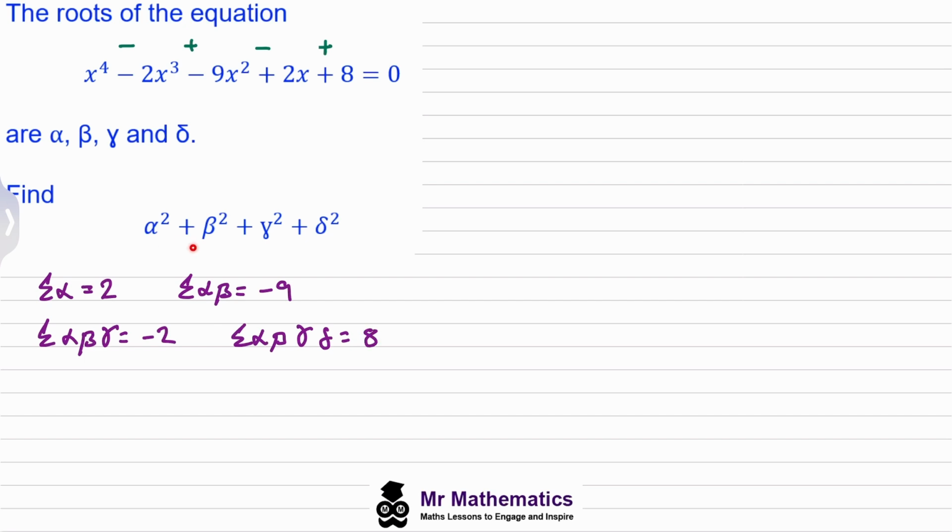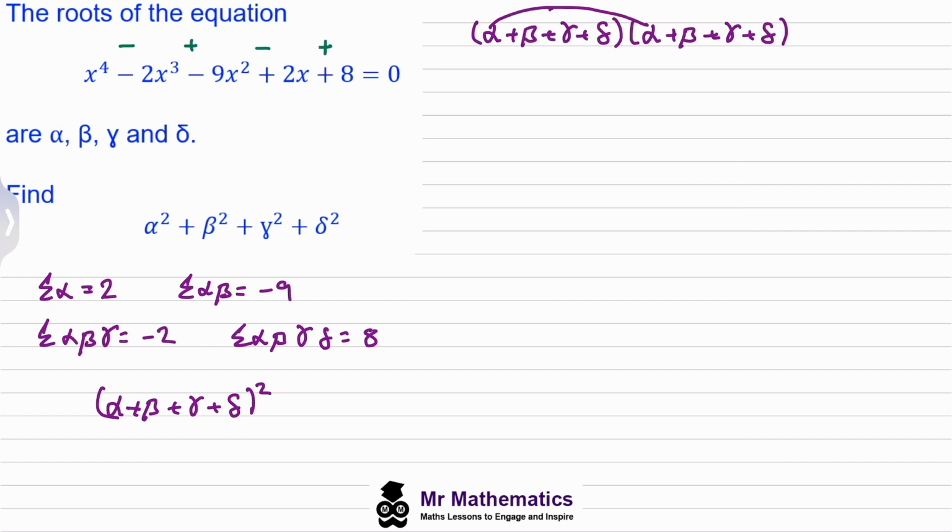So now what we need to do is to work out this expression using a combination of these four values. And the only way of getting this expression is if we work out alpha plus beta plus gamma plus delta all squared. So if we have this multiplied by itself, we have the alpha squared, alpha beta, alpha gamma, and alpha delta. And then we can move on to the beta term, where we get beta alpha, beta squared, beta gamma, and beta delta.